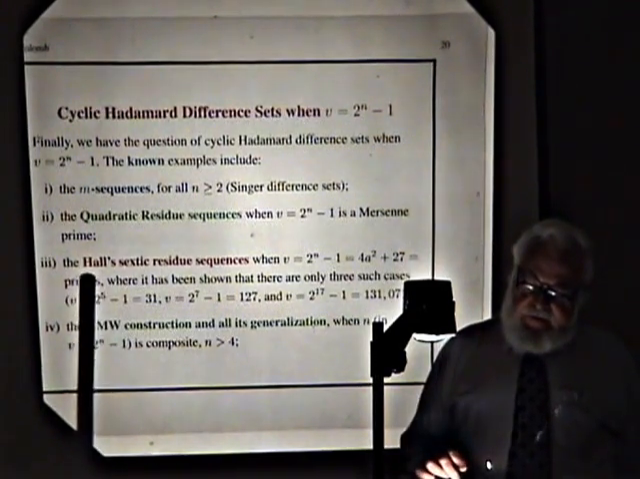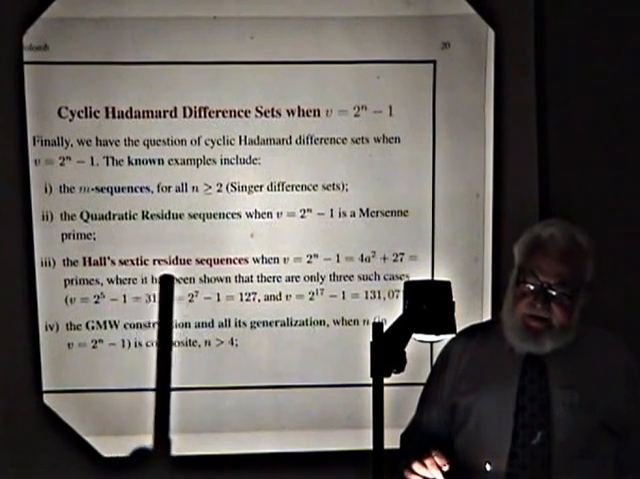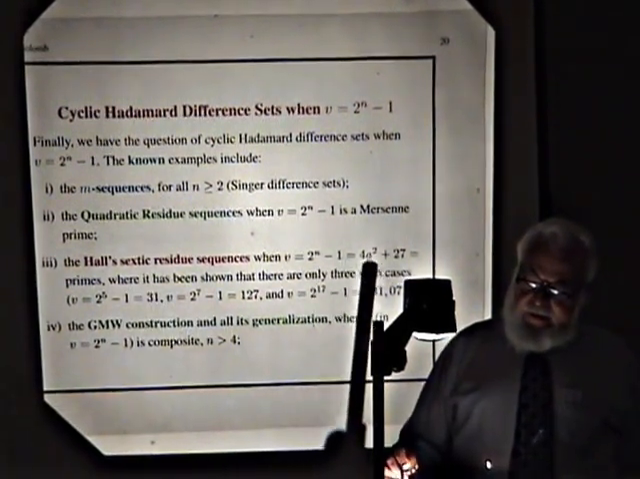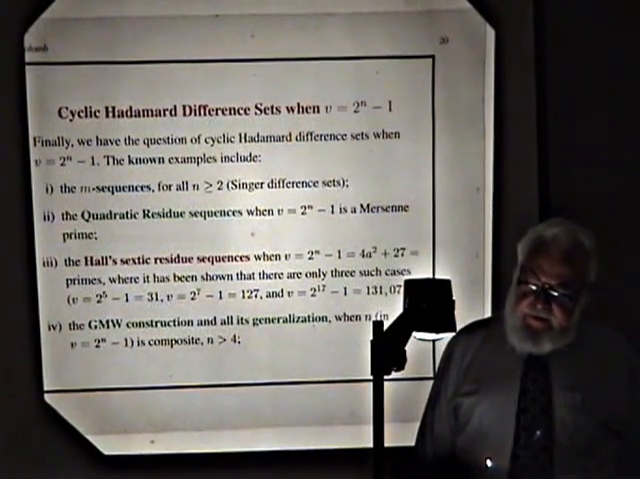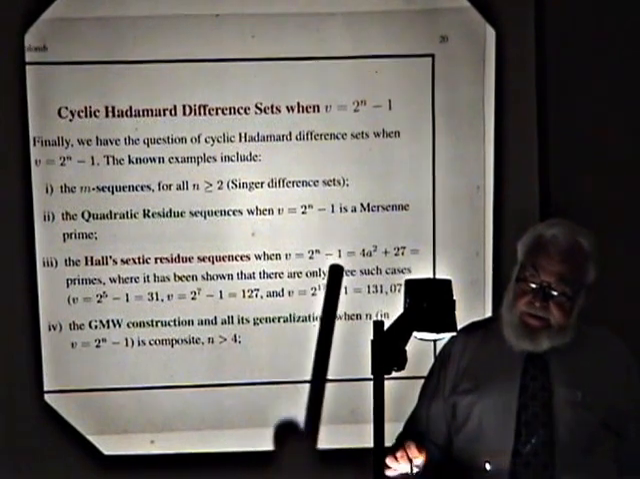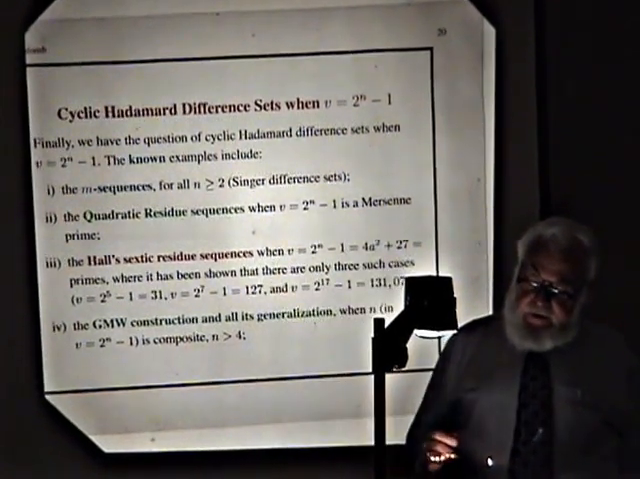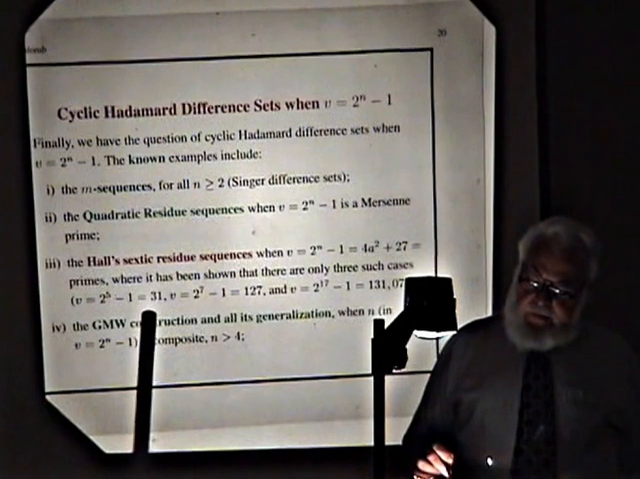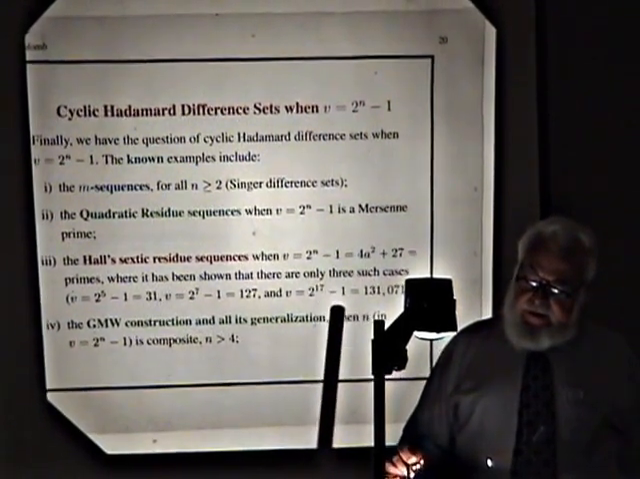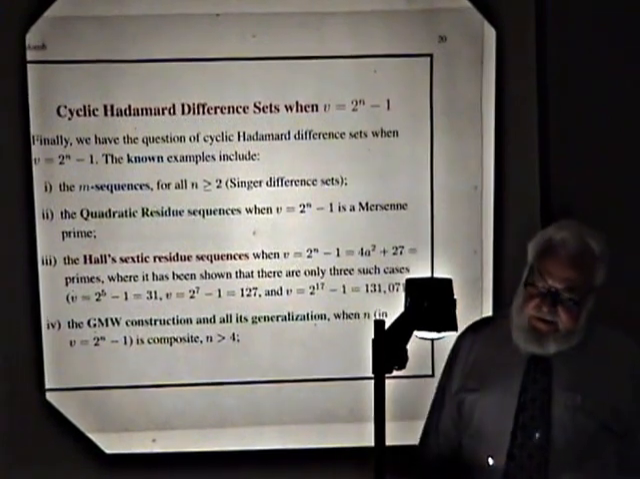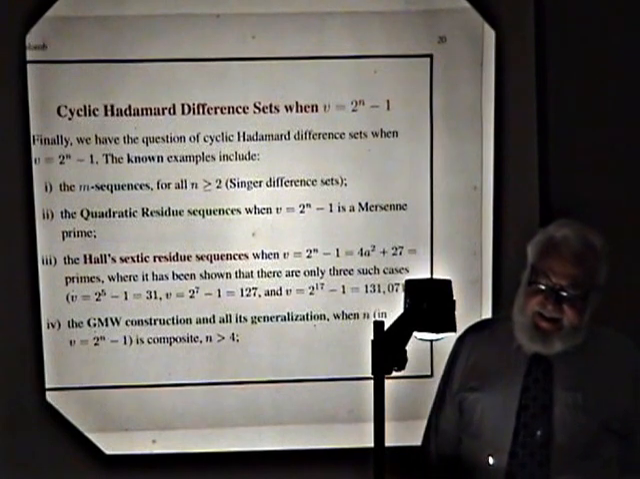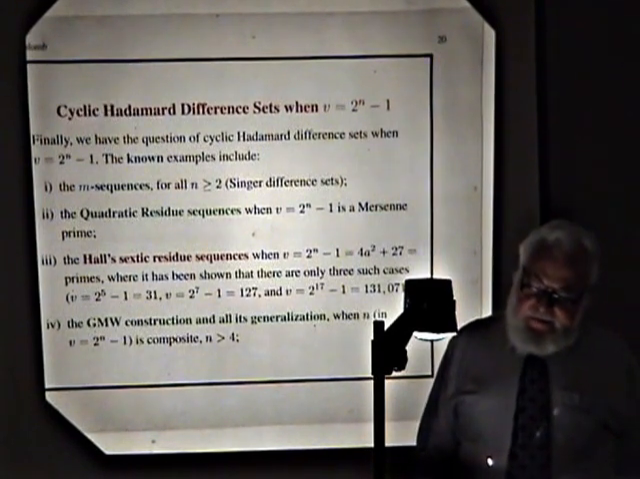On the other hand, if you restrict it to Hall's sextic residue sequence construction, when this Mersenne prime also has the form 4a squared plus 27, it's been shown that there are only 3 such primes that are 1 less than a power of 2 of this form. Those are v equals 31, v equals 127, and v equals 2 to the 17th minus 1, 131071. So this is a very small family containing a grand total of 3 examples.